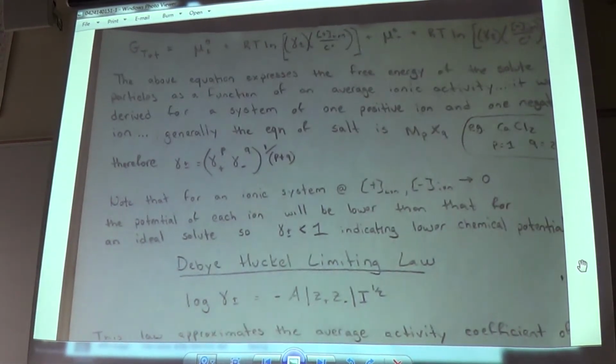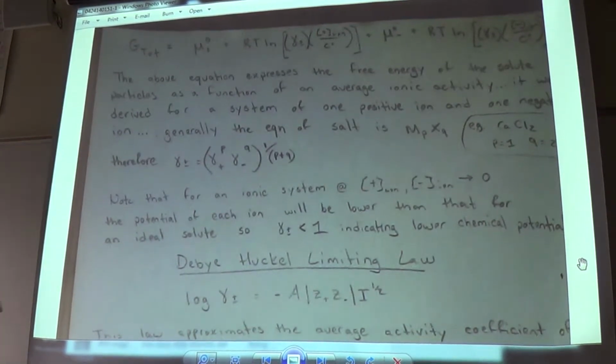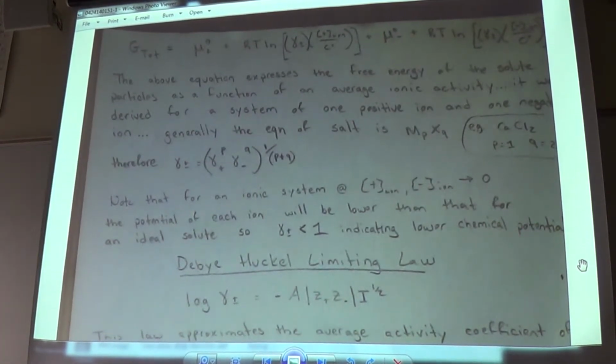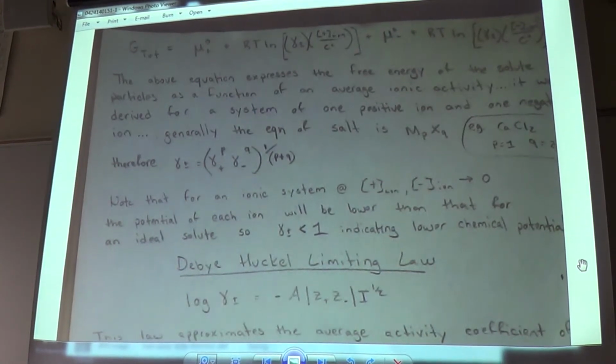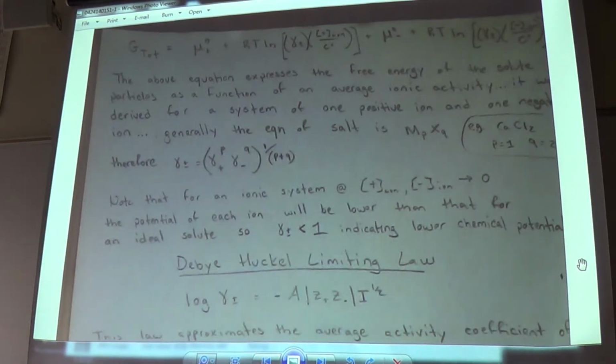The total chemical potential is equal to standard state chemical potentials of each ion plus RT natural log of what is now not the individual gamma for the species, but the average gamma times the concentration.